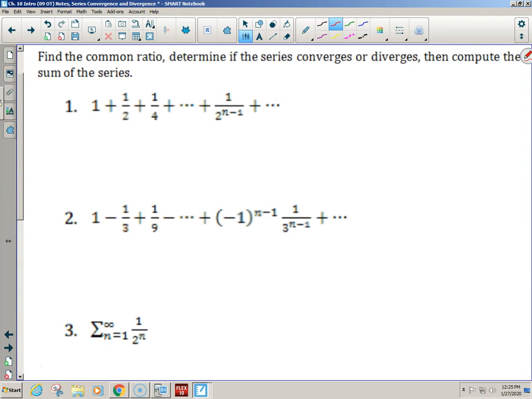The limit of... Alright, we're trying to find 3 things. Now remember, we can't do the sum if it doesn't converge. If it diverges, there is no sum. Okay, common ratio. Who's my r?